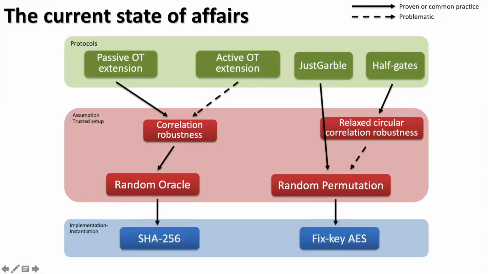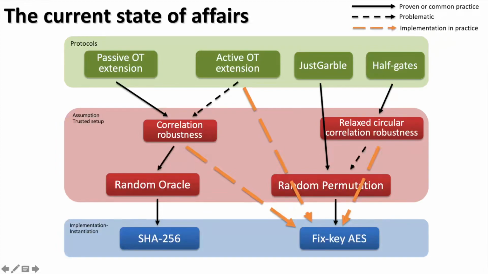And in the implementation, we can, for example, instantiate a random oracle using some kind of SHA hash function, and we can instantiate a random permutation using fixed-key AES. So over here, all the solid lines are secure and provable, and we would expect that all the implementations should follow the solid lines. However, in practice, most implementations just instantiate different hash functions and schemes directly using fixed-key AES without really considering the proof.